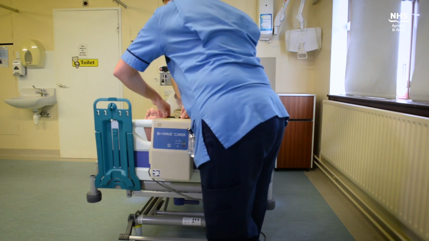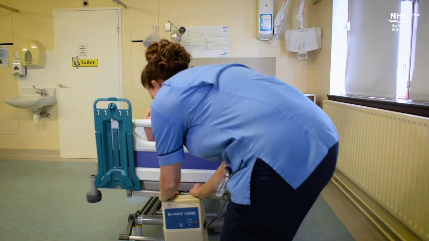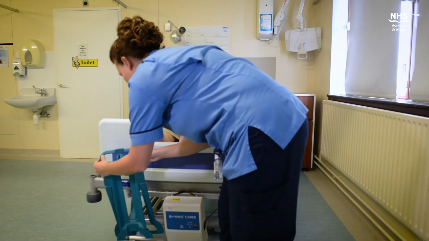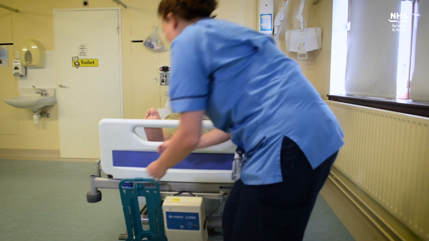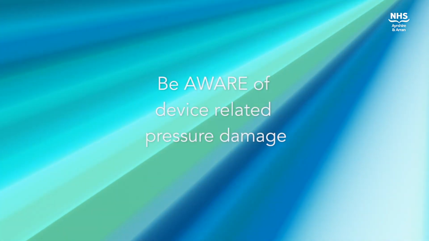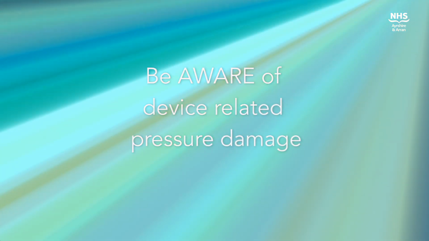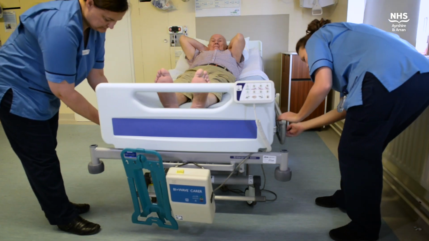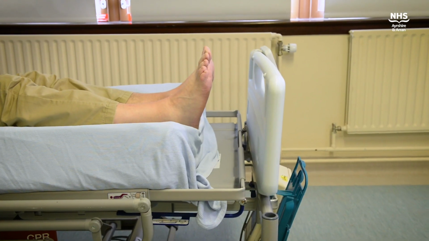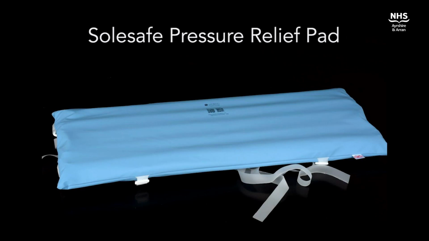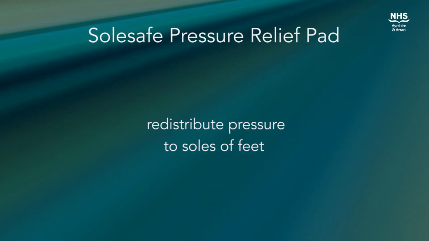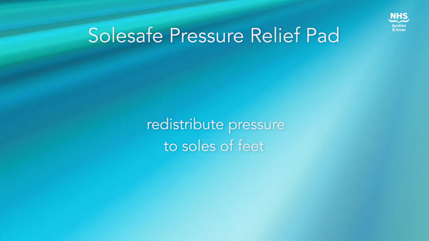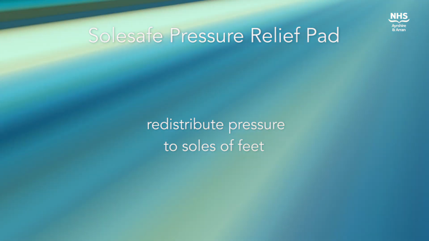Other things to consider are items hung over the end of the bed, for example, clipboards, mattress consoles, and alcohol gel holders. These can result in device-related pressure damage also. Please remove these if possible, and consider extending the end of the bed to provide extra foot space if required. Sole-Safe Bed End Pressure Relief Pad is a product which could be considered in these circumstances. It helps to provide pressure redistribution to the soles of the feet.